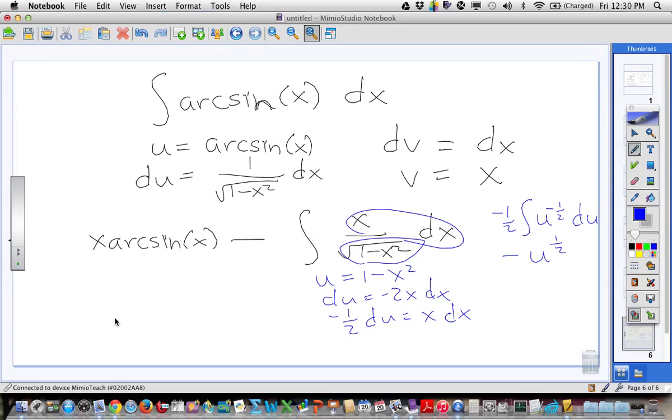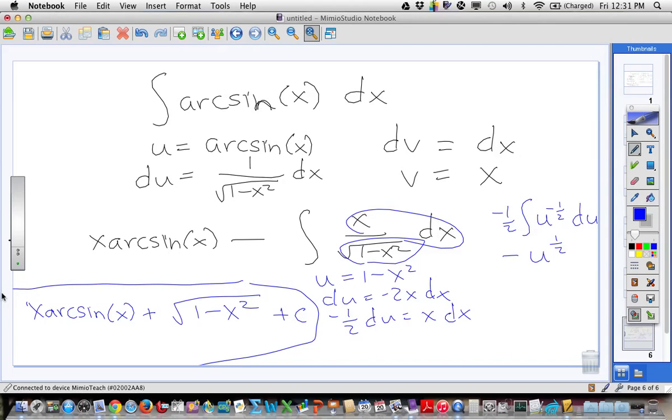All right, let's put it all together. We got minus and negative. So the whole answer is going to be x arc sine of x. That'll turn into a plus. And then it'll be square root, or u to the 1/2, doesn't matter. And u was 1 minus x squared plus c. So there is the antiderivative of arc sine. Now that's probably not worth memorizing, right? That'd be a hard one to memorize.